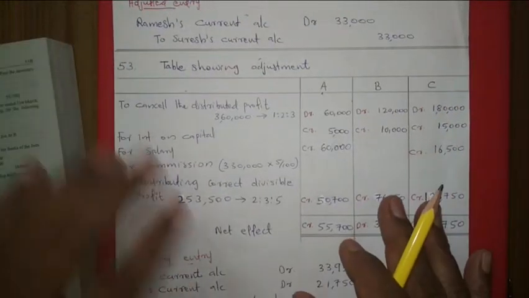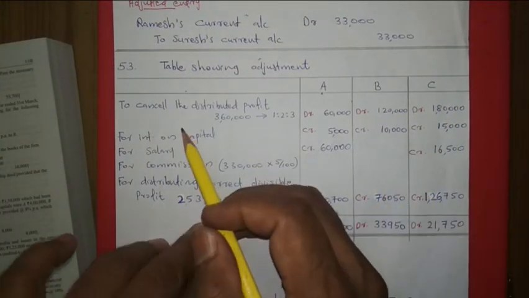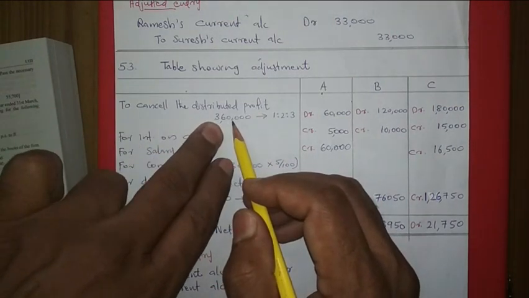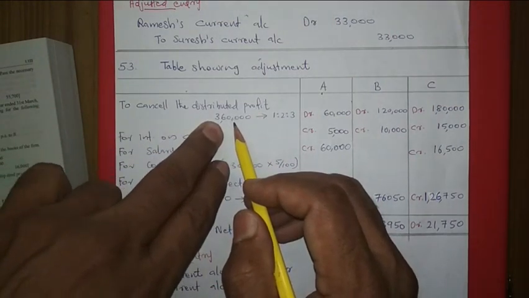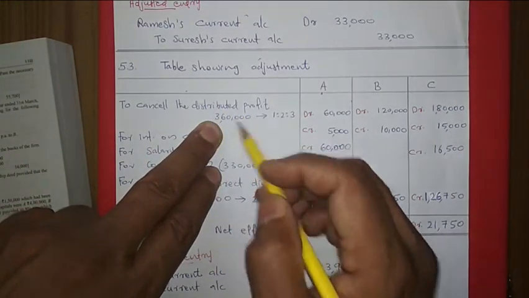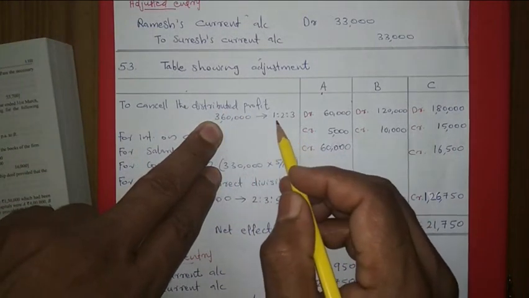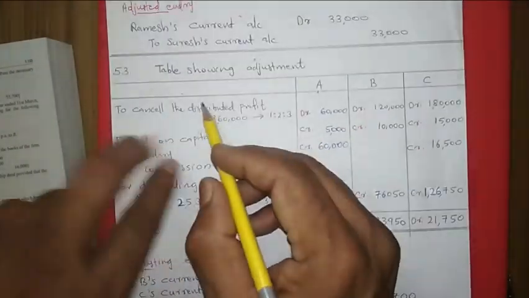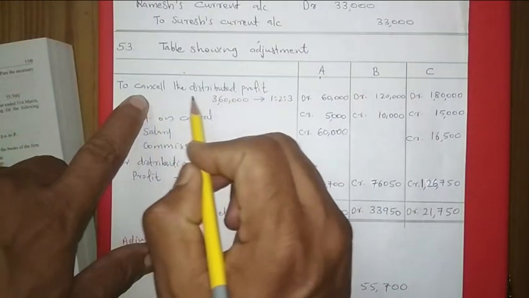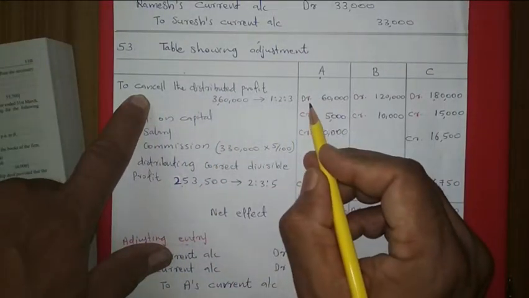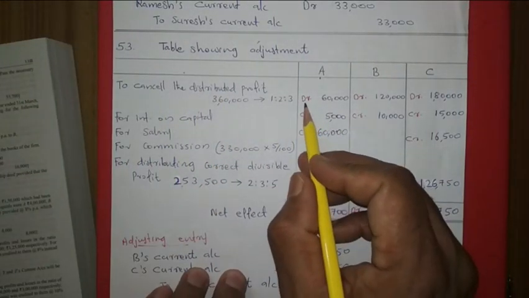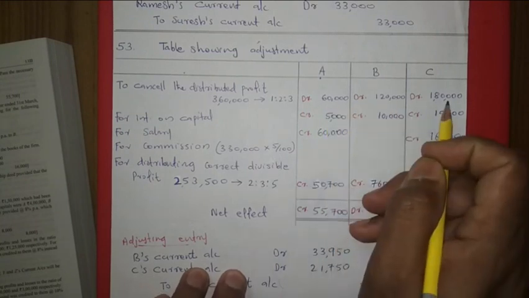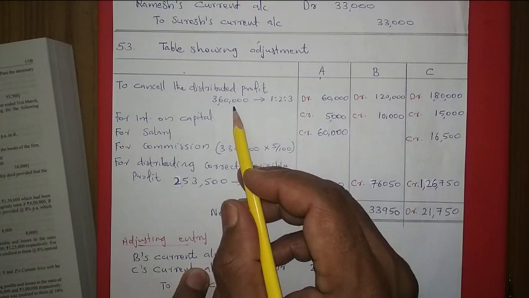Firstly, we cancel the distributed profit, the net profit 3,60,000, which they already received. That is why we are cancelling. In which ratio? The capital ratio, 1:2:3, in which they have distributed. For cancelling the profit already distributed, we have to debit their capital accounts. That is why debit is given. So their respective shares are 60,000, 1,20,000, 1,80,000. The total 3,60,000 is cancelled.